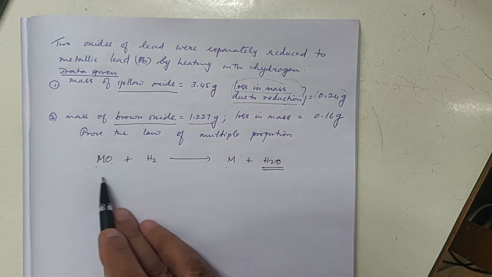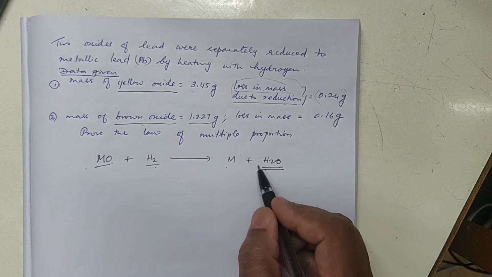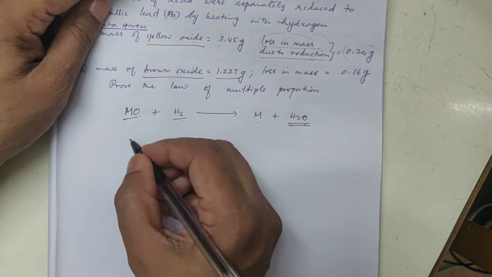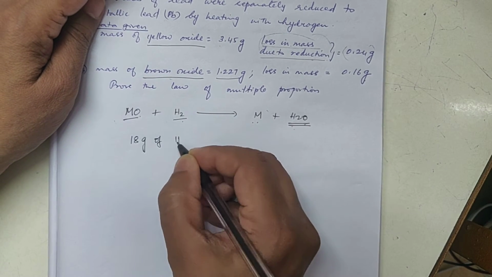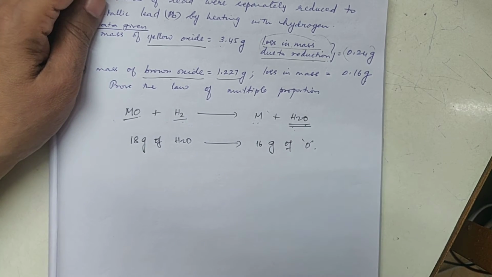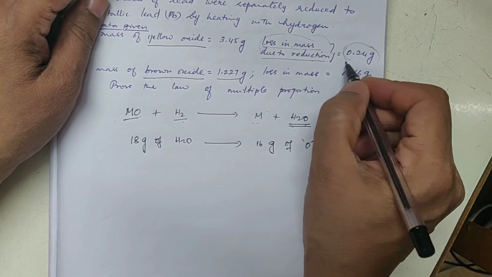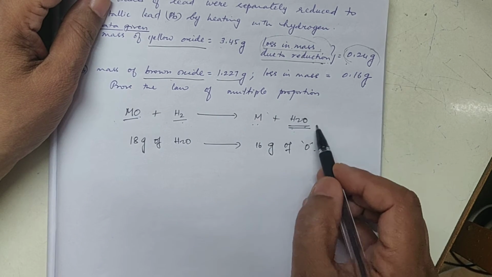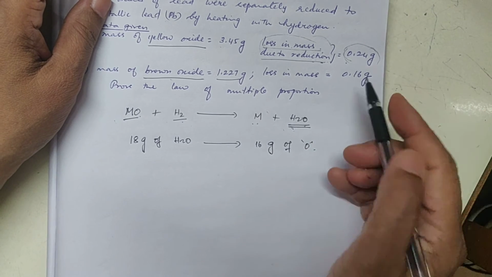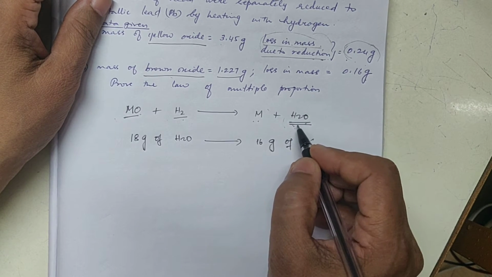Now once you understand that metal oxide, when it is heated in a current of hydrogen, gives metal and water, you know very well that 18 gram of water contains 16 gram of oxygen in it, as in the previous numerical also I told you. Now how much of water is produced? Loss in mass due to reduction is due to mass of water. Water escaped on heating, okay? So how much was the loss? 0.24 gram was the loss. So 0.24 went in the form of water.